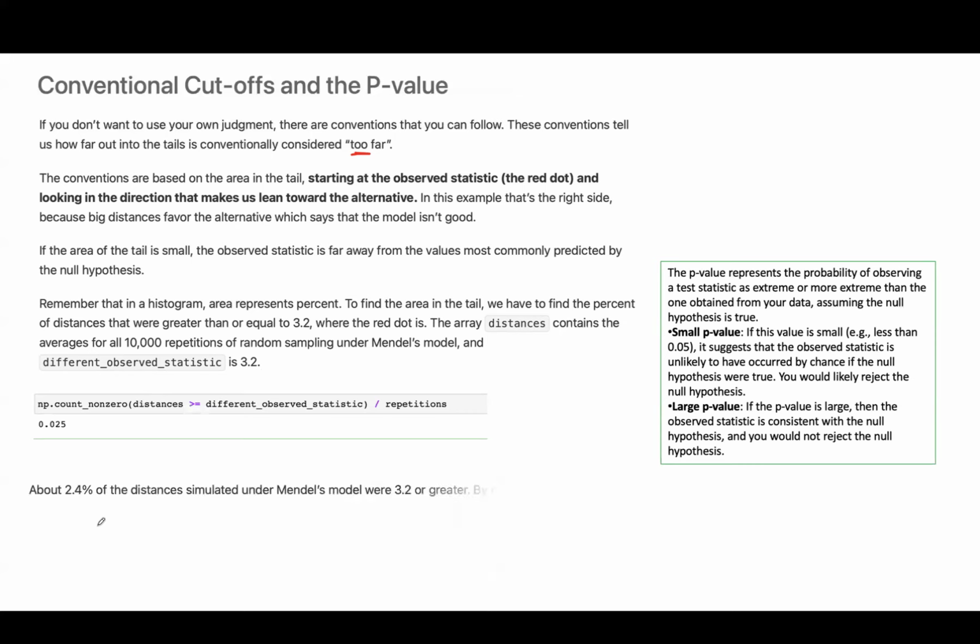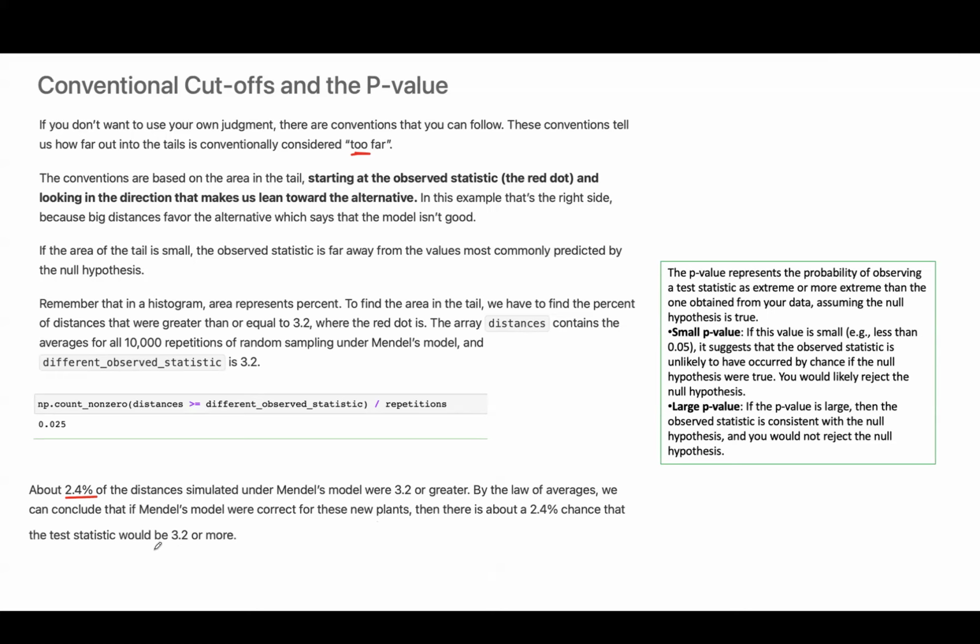About 2.4 or 2.5% of distances simulated under Mendel's model were 3.2 or greater. Just 2.4%, just 2.5%. By the law of averages, we can conclude that if Mendel's model were correct for these new plants, then there is about a 2.4 to 2.5% chance that the test statistic would be 3.2 or more. That doesn't seem like a big chance. If Mendel's model is true for those plants, something quite unlikely has happened.